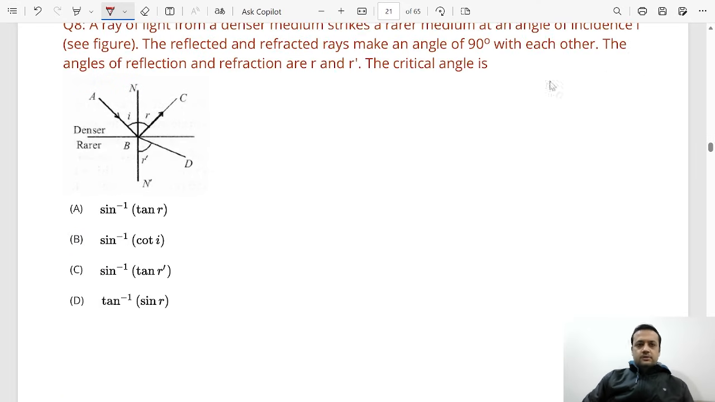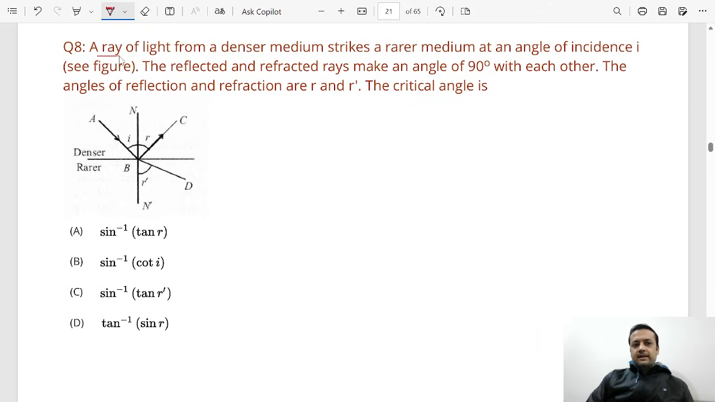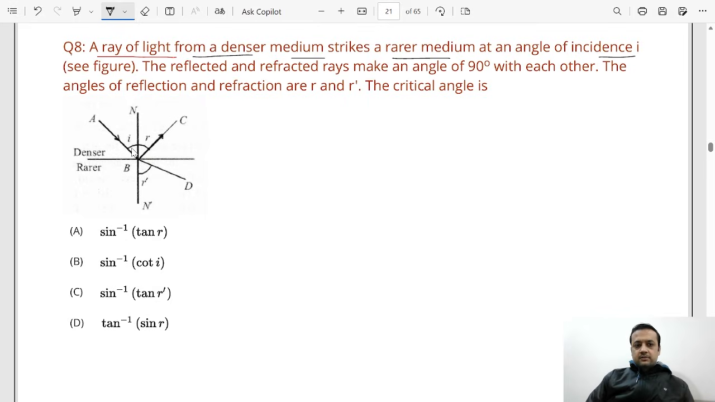Then this question you can see is, a ray of light from a denser medium strikes a rarer medium at an angle of incidence i. So this angle they are talking about. The reflected and refracted rays make an angle of 90 degrees with each other. If you remember Brewster's law, this is exactly what happens in Brewster's law. The angles of reflection and refraction are r and r dash. So the critical angle we have to find.